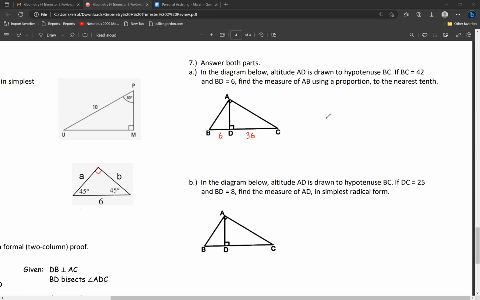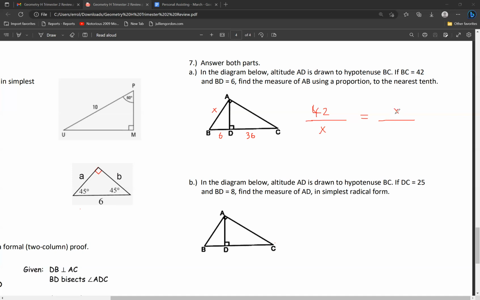I use mean proportion. Okay, tell me what to write. 42 over x equals x over 6. 42 would be the whole bottom. So 42 over what? Over x. So you're saying that this is x right here? Yeah. Okay, so 42 over x equals what? X over 6.